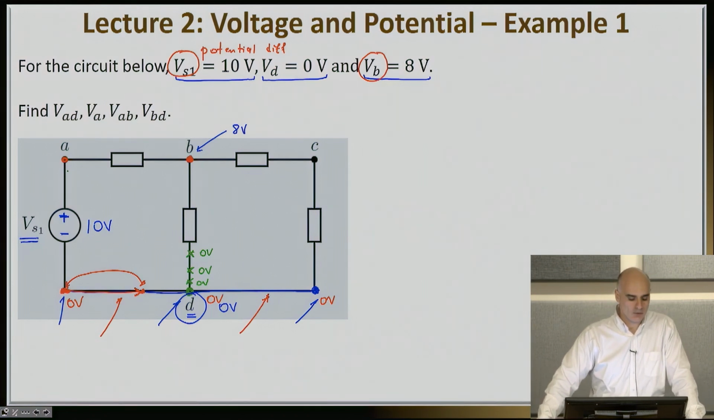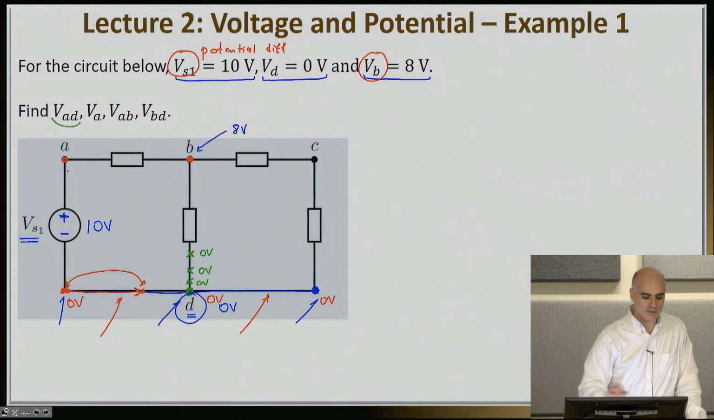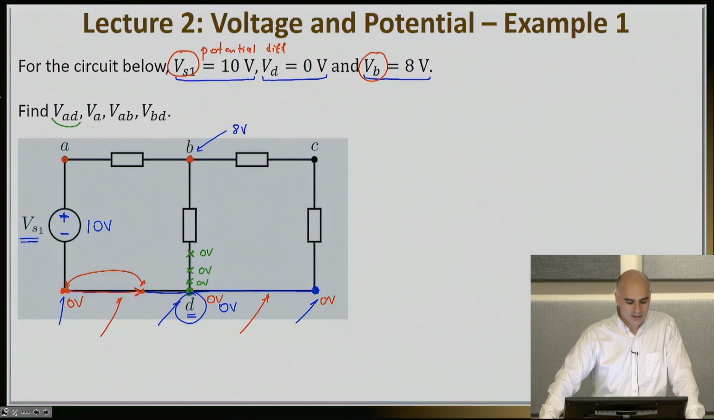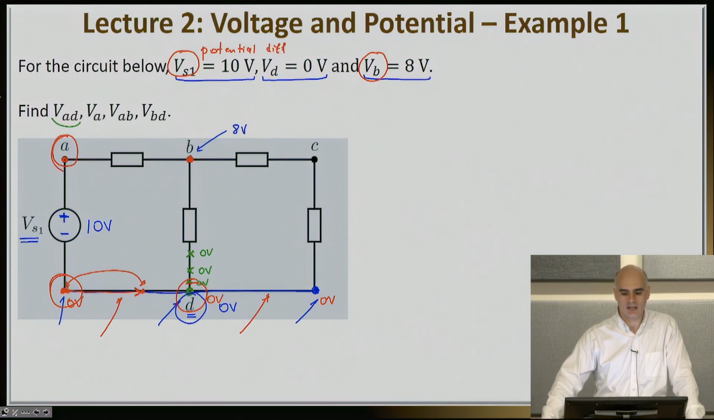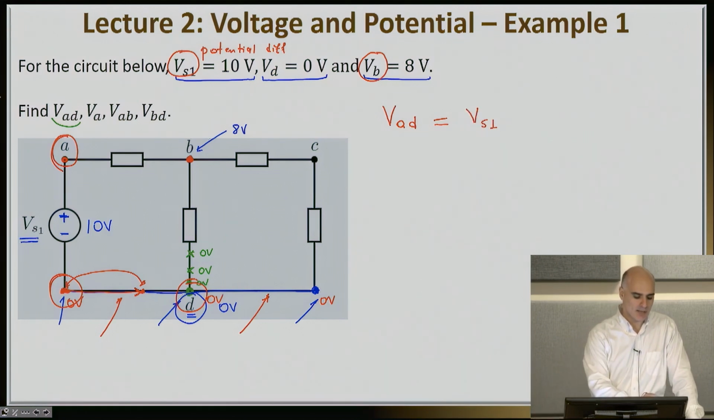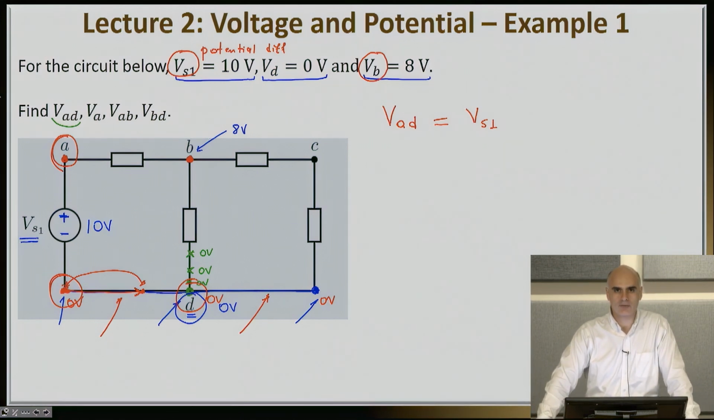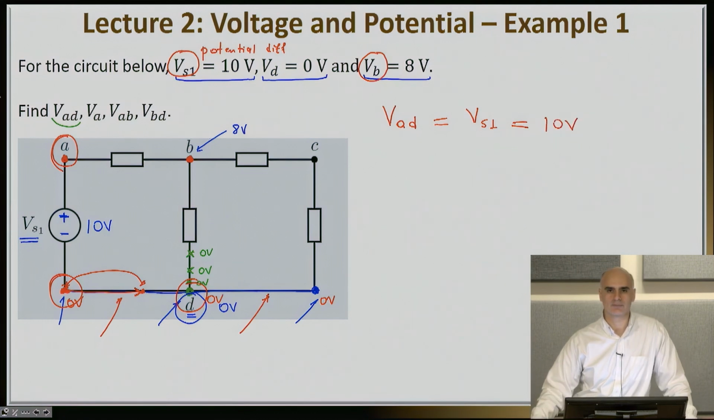We have to find a few potential differences and a few absolute potentials. So first we have to find the potential difference VAD. So let's look at that. Node A is here. Node D is here, which of course is the same as we just discussed here. So really, I can write down that VAD, the voltage difference between nodes A and D, is nothing else but VS1, which is basically the potential difference across the nodes of the voltage source VS1. And therefore, as we already know, this is equal to 10 volts.